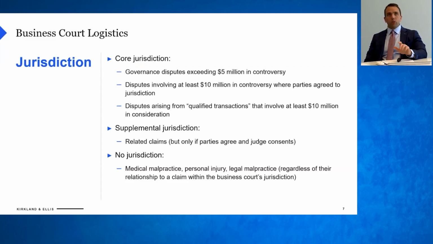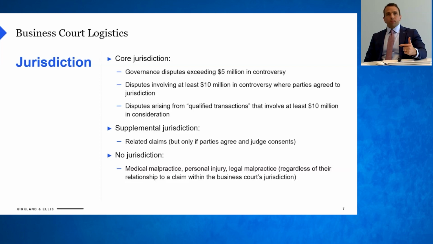The catch with the related jurisdiction is that it is still fairly limited, in that the related jurisdiction would only apply if both the parties agree that the related claim should be heard in the business court and the business court judge overseeing the case consents. So the related jurisdiction is not automatic, as it is in certain circumstances in federal court.